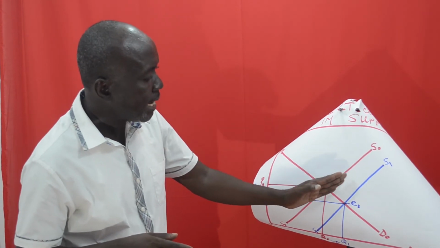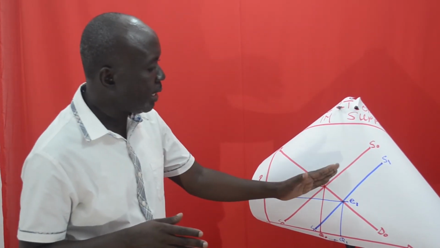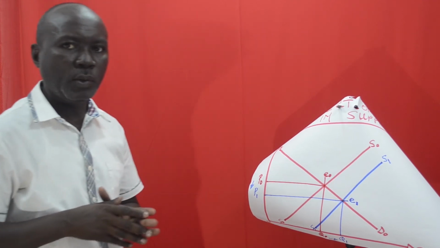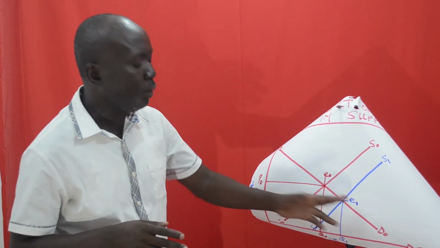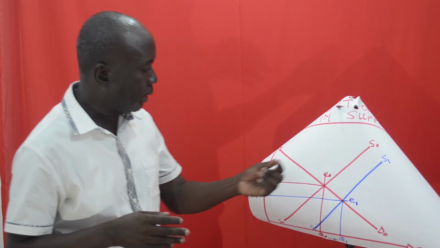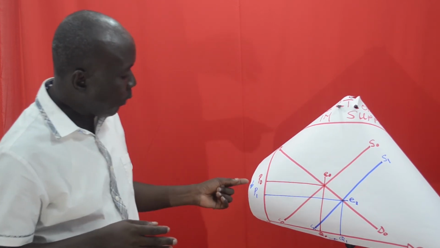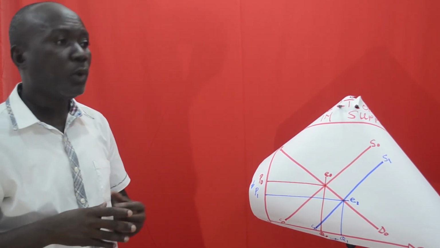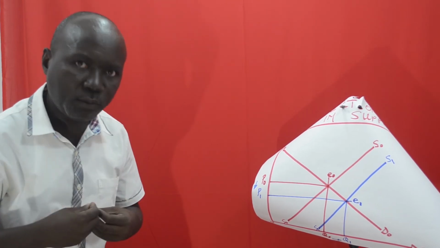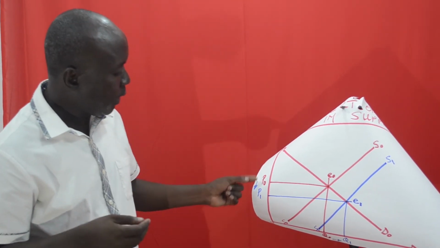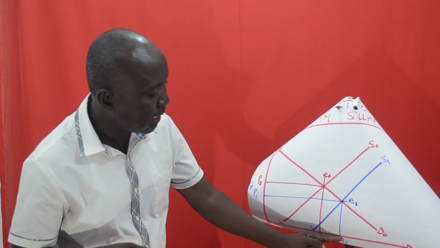If supply increases, that is, the supply curve moves rightward or downward, we are going to have a new equilibrium. And the effect is that the price will decrease because a larger amount of quantity will be offered for sale. Price will decrease, quantity will increase.